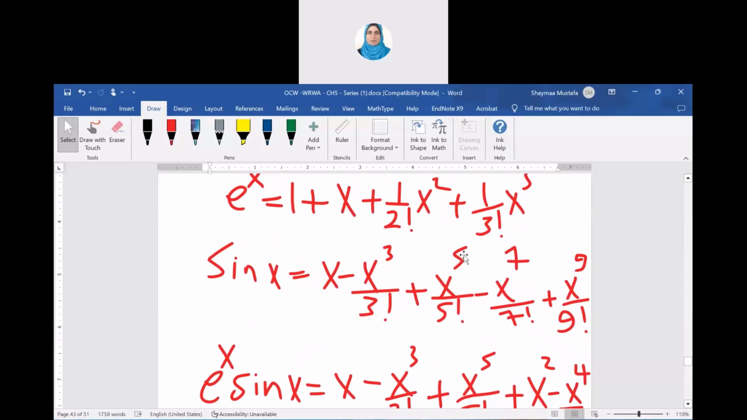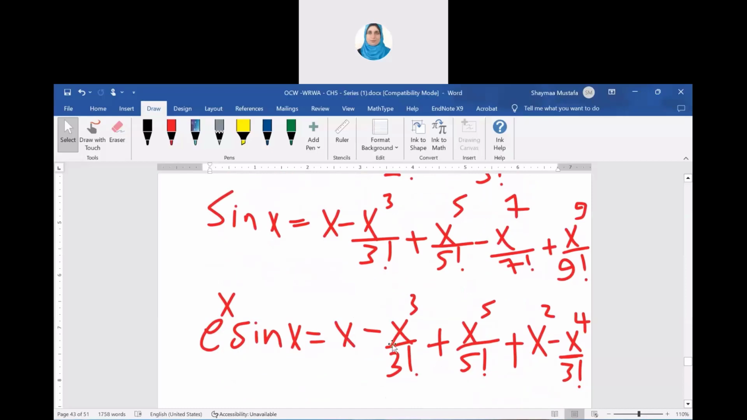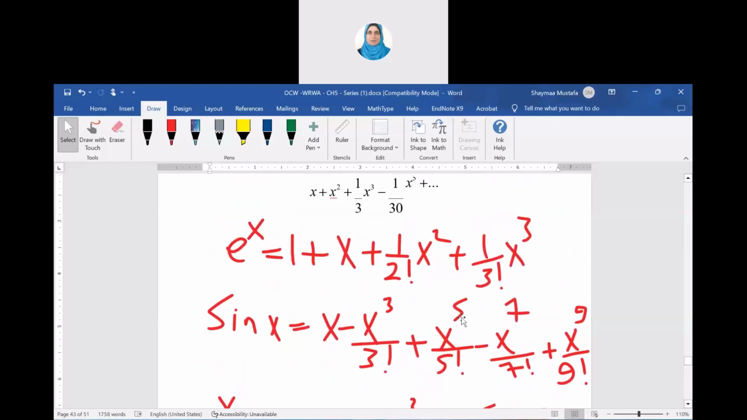Now, x times x to the power 5 gives x to the power 6, but we need to stop at x to the power 5 because we need only the first 4 terms. So we have x squared, x to the power 3, and x to the power 4, which is x to the power 5, so it's enough. No need to go for x to the power 6.